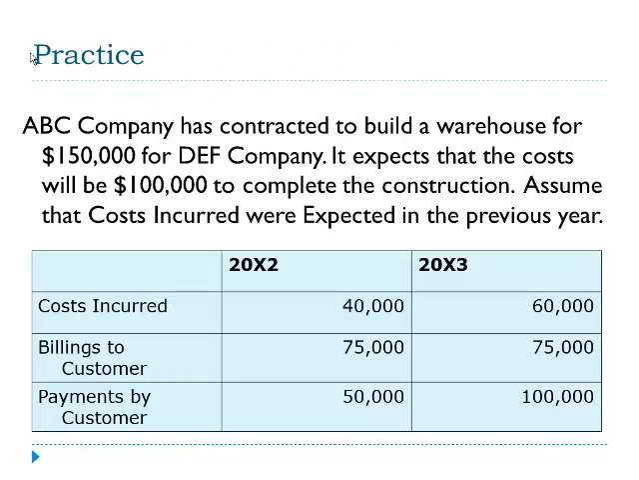Let's practice a completed contract method, long-term construction revenue recognition. If we had a company that is building a warehouse for $150,000 with costs expected to be $100,000, assume that the costs are incurred as expected in the previous year. So we have our similar situation to last time, with costs incurred of $40,000 this year, $60,000 next year. We have equal billings in each year to the customer, and the payments received are $50,000 payments by customer this year and $100,000 next year.